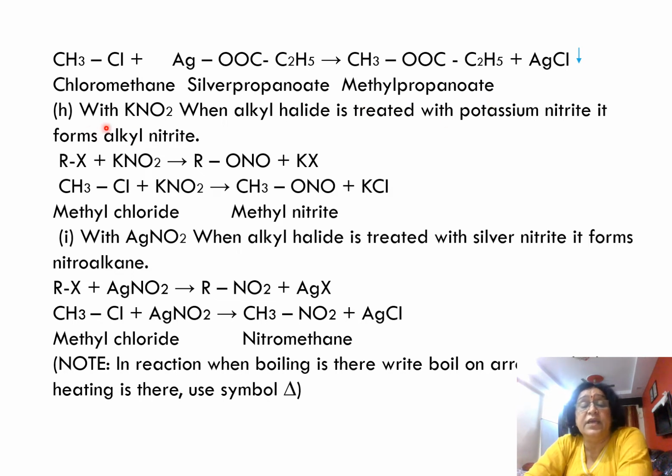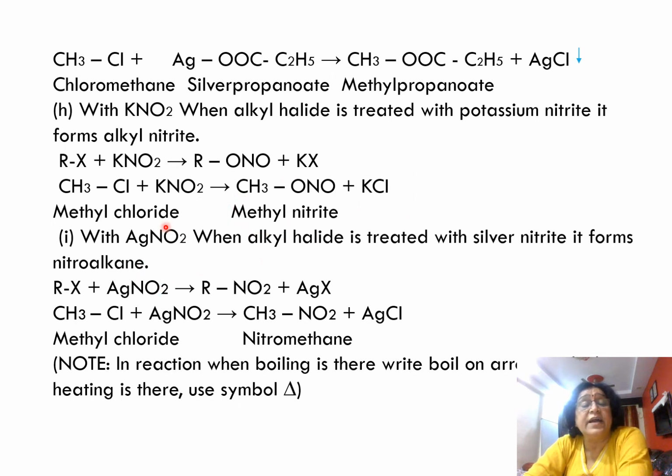Clear? Then with KNO2, potassium nitrite. When alkyl halide is treated with potassium nitrite, it forms alkyl nitrite. Okay. So alkyl halide plus KNO2 gives you RONO and potassium halide. So here again, this NO2 is an ambident nucleophile. It can form product through O or it can form product through N. So when it is reacted with ionic compound KNO2, it forms product with the more electronegative atom, that is RONO, that is alkyl nitrite. Okay, so methyl chloride when reacted with KNO2 forms methyl nitrite plus KCl.